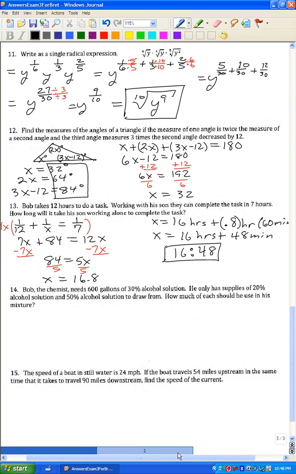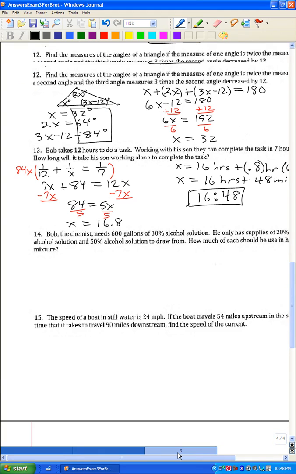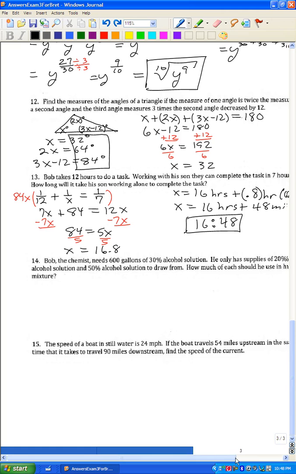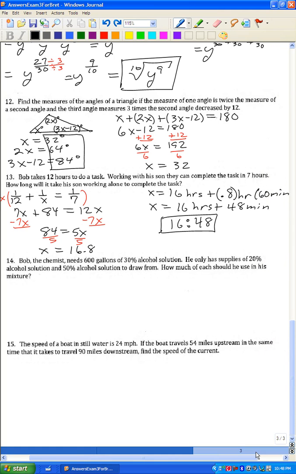Let me do problem number 14. Oops. Oh, I'm almost done then. Let me do problem number 14. Bob, the chemist, needs 600 gallons of a 30% alcohol solution. He only has supplies of 20% and 50%. How much should he use in his mixture?